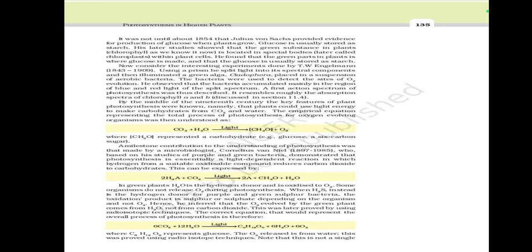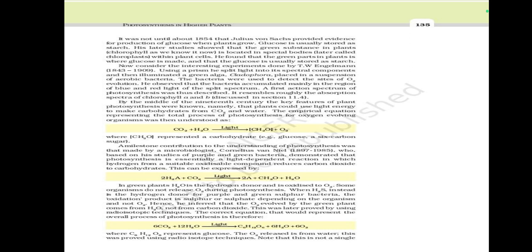Now consider the interesting experiment done by T.W. Engelmann, 1843 to 1909, using a prism to split light into its spectral components and then illuminated the green alga Cladophora placed in a suspension of aerobic bacteria. The bacteria were used to detect the sites of O2 evolution. He observed that the bacteria accumulated mainly in the region of blue and red light of the split spectrum. The first action spectrum of photosynthesis was as described. It resembles roughly the absorption spectra of chlorophyll a and b discussed in section 11.4.